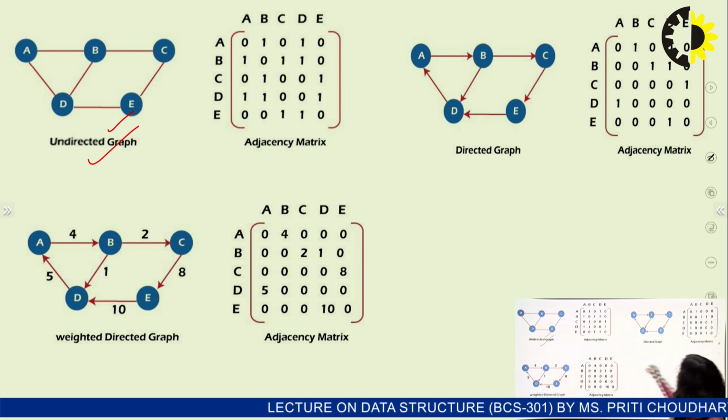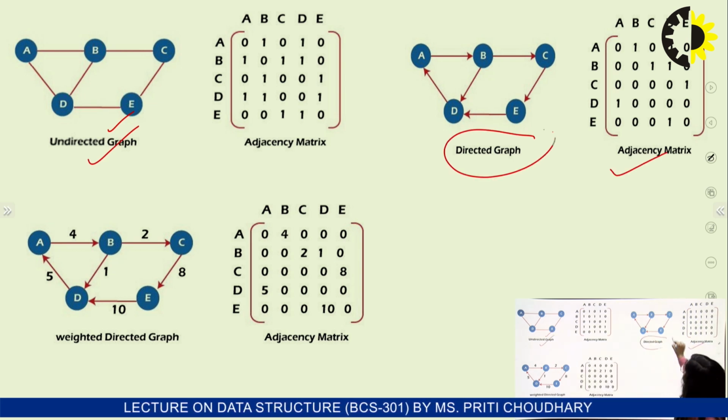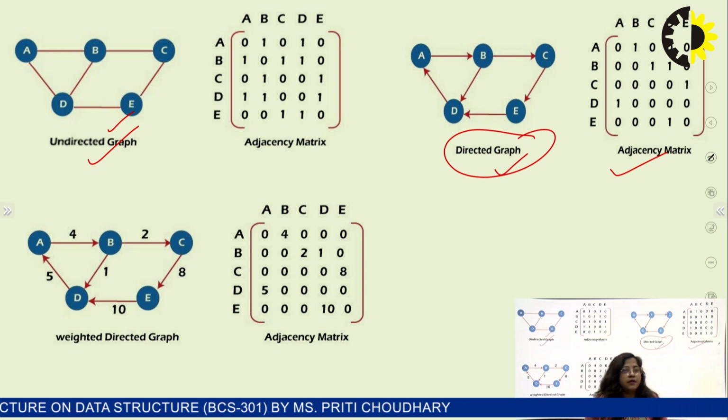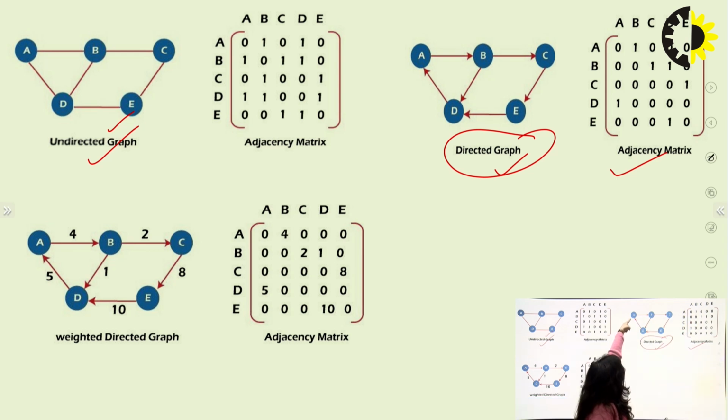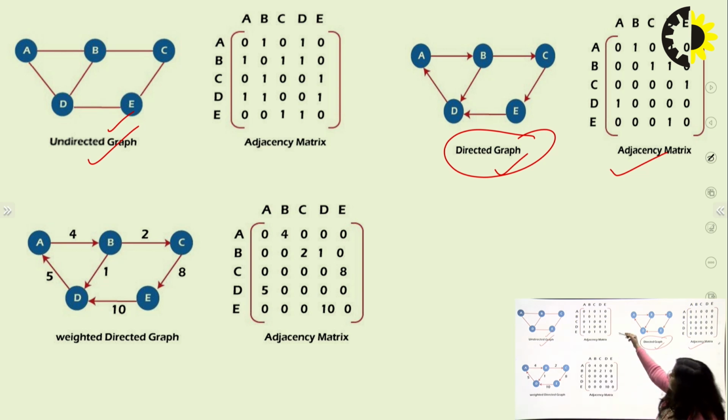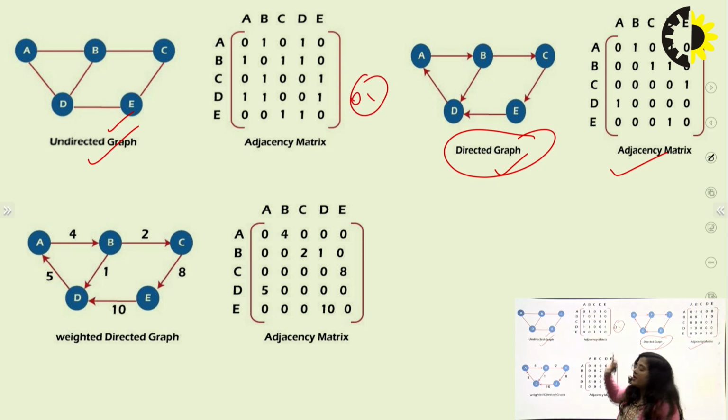The same thing happens for the directed graph; the adjacency matrix is filled according to the directed graph. If you can move A to B directly, then it is 1. You can't move A to D directly, so you indicate it by 0. In this way, first is the undirected graph adjacency matrix representation, second is the directed graph, and third is the weighted graph. Here we just use 0 and 1 because no weights are present.